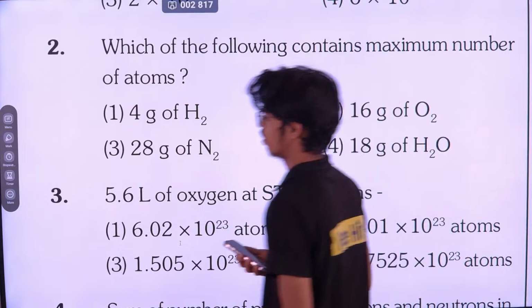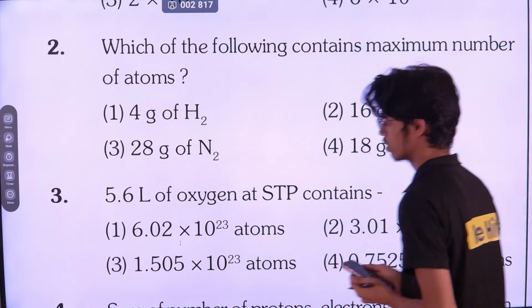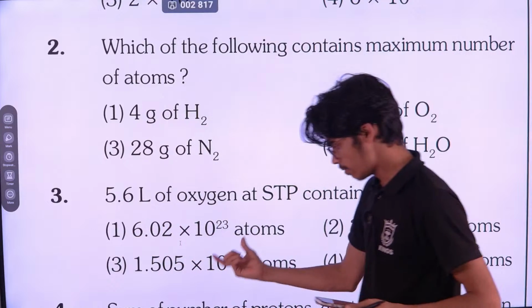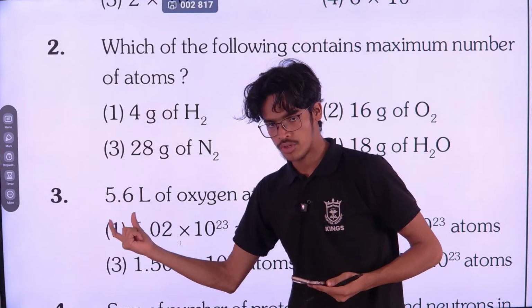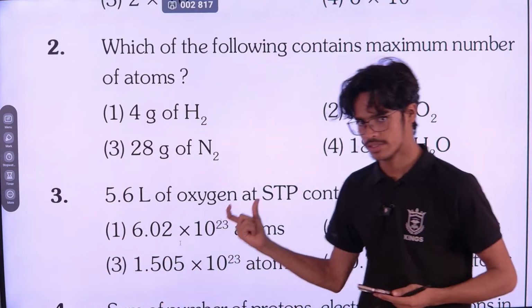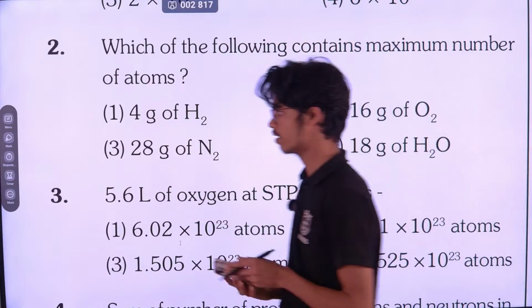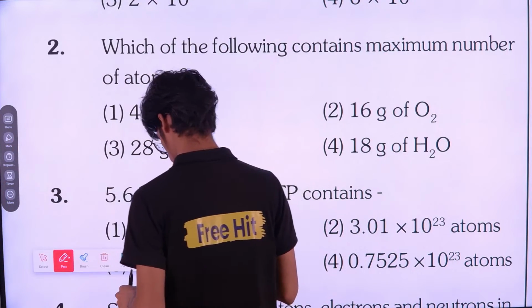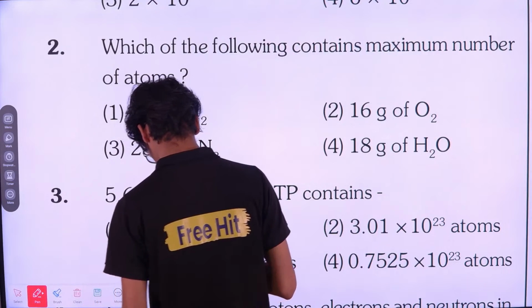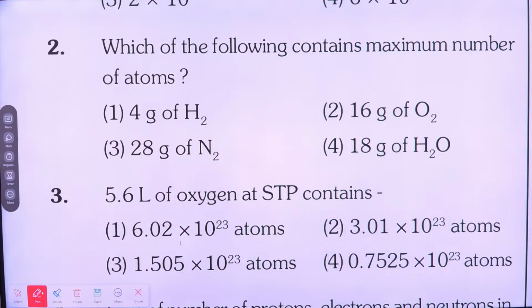Okay, so 5.6 liter of oxygen at STP contains how much? So first of all, we need to find number of particles. We have to first convert this amount of volume into moles and then multiply the moles with Na to get number of particles. That's it. Can you tell me how much volume is occupied by 1 mole of a gas? Somebody has answered question number 3, option number 2. Let's see.